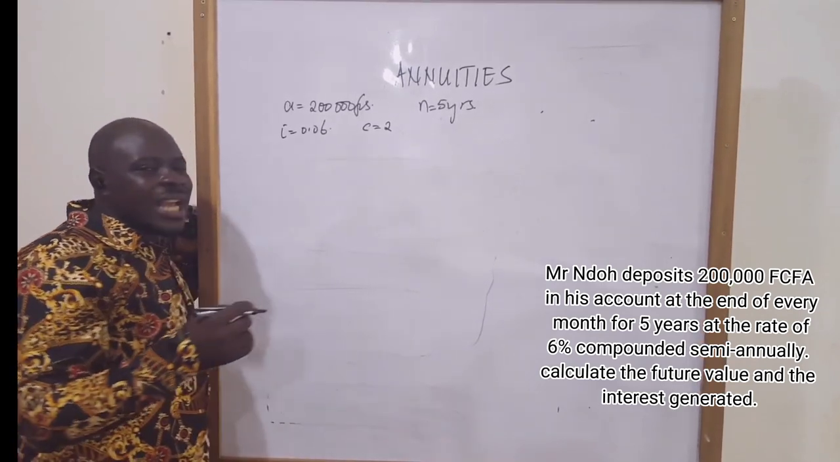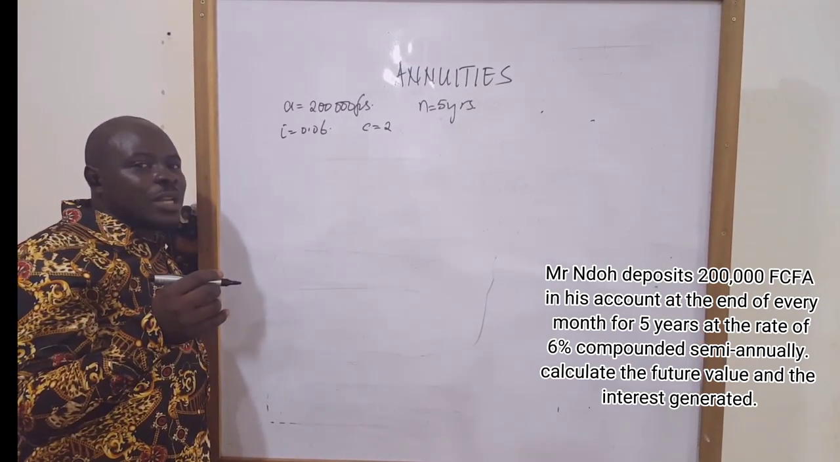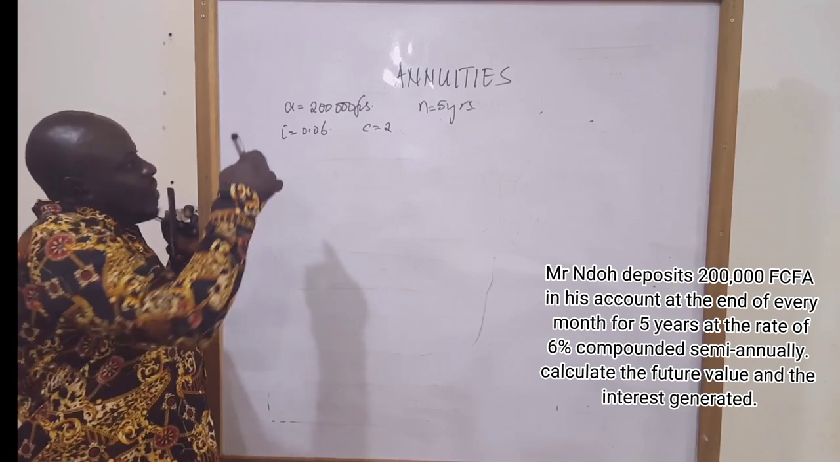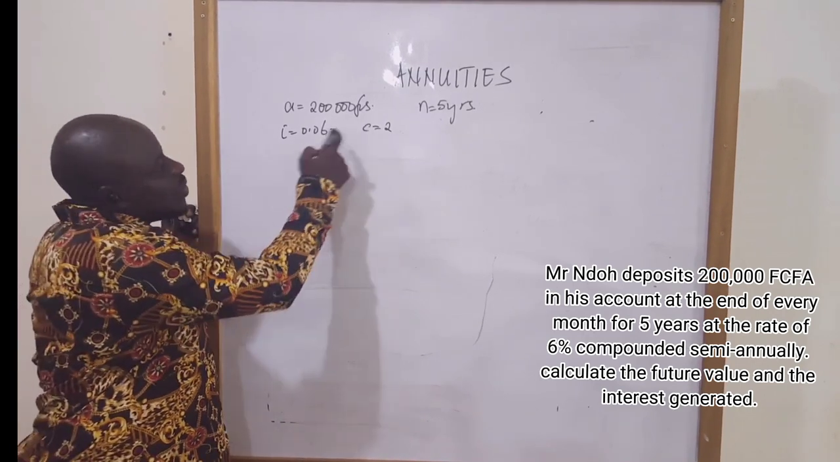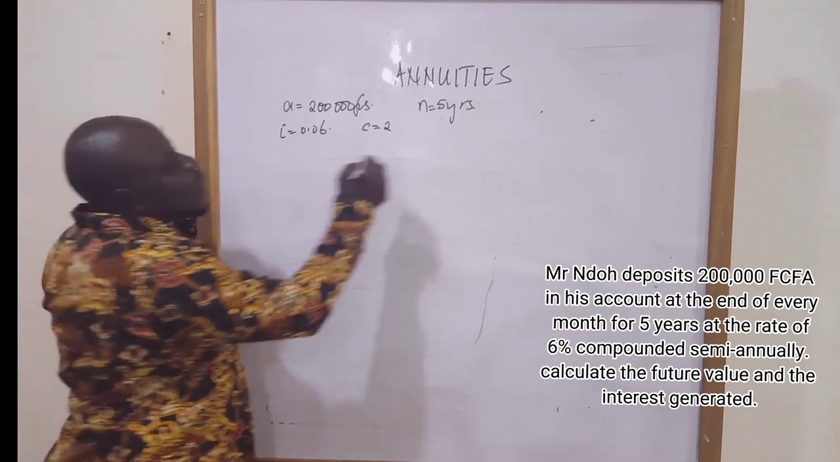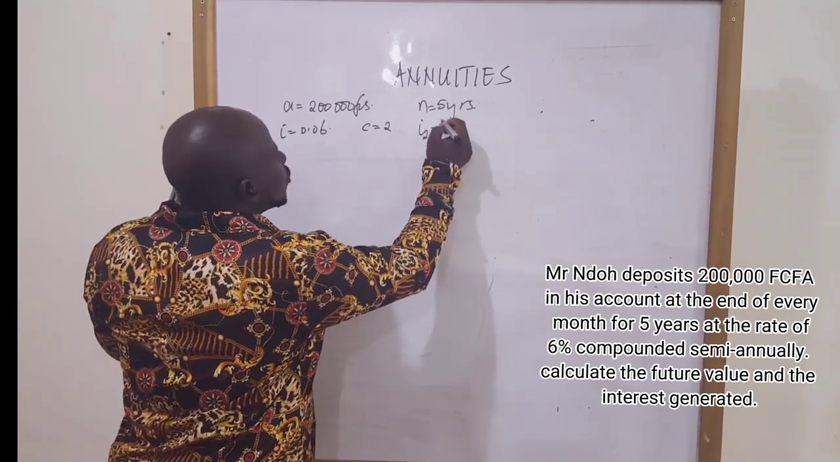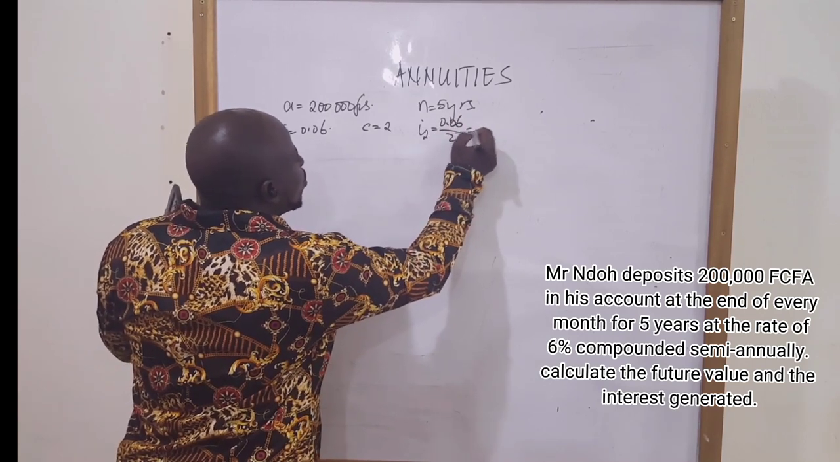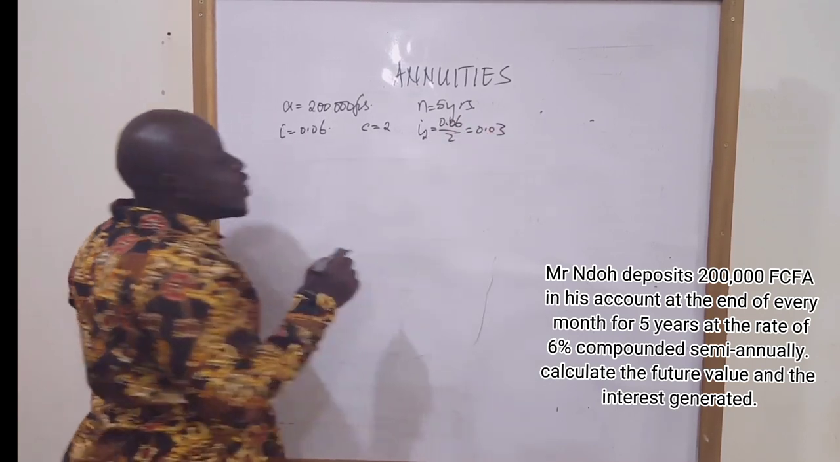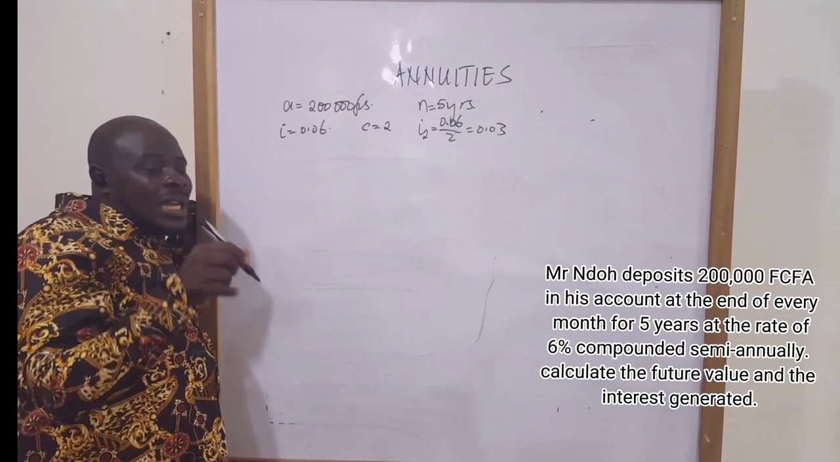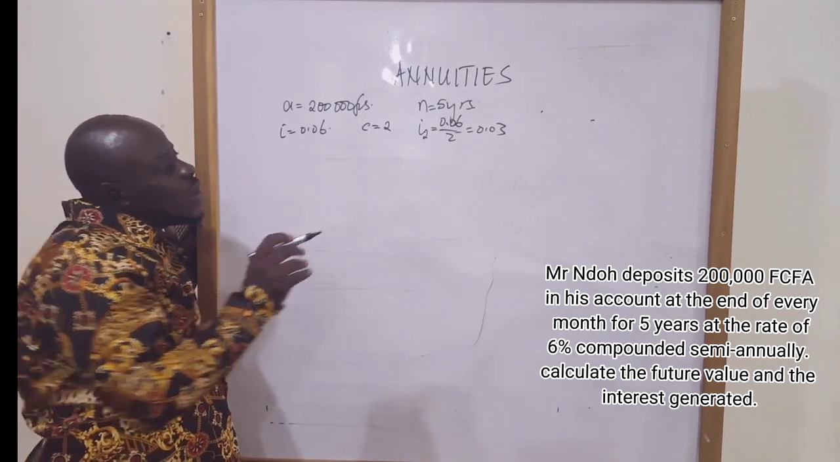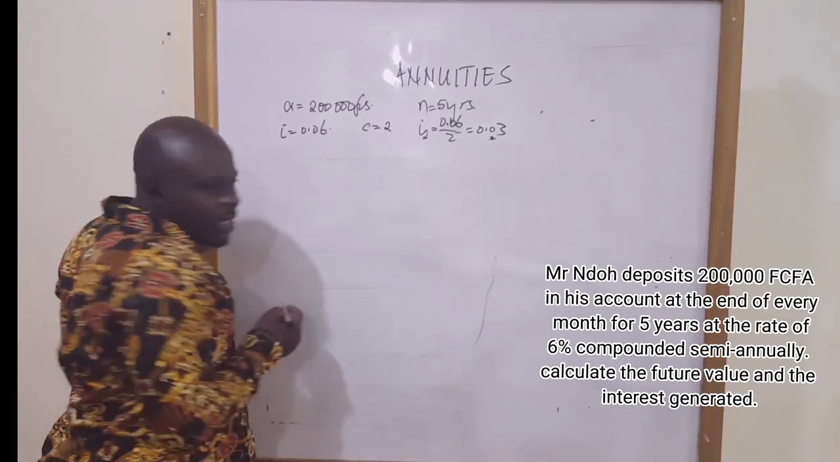We need to calculate the equivalent monthly rate, right? But before we do that, we need to calculate the semi-annual proportional rate. That is 0.06 divided by 2, which is 0.03. So we need to calculate the monthly rate equivalent to a semi-annual rate of 3%.